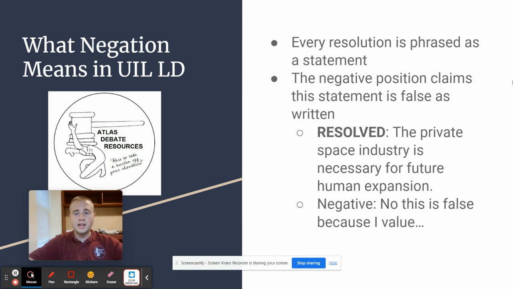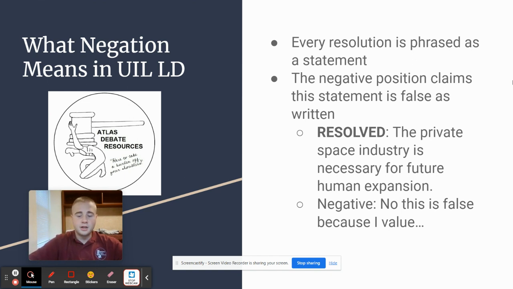As you may remember, every resolution is phrased as a statement. In the study of logic, they're known as declarative sentences. The sentence is either true or it's false. As a negative, you are here to prove that it is false, that the declarative sentence is incorrect. So, for example, going back to our previous topic, the private space industry is necessary for future human expansion. The negative would say, no, this is false because I value so on and so forth.